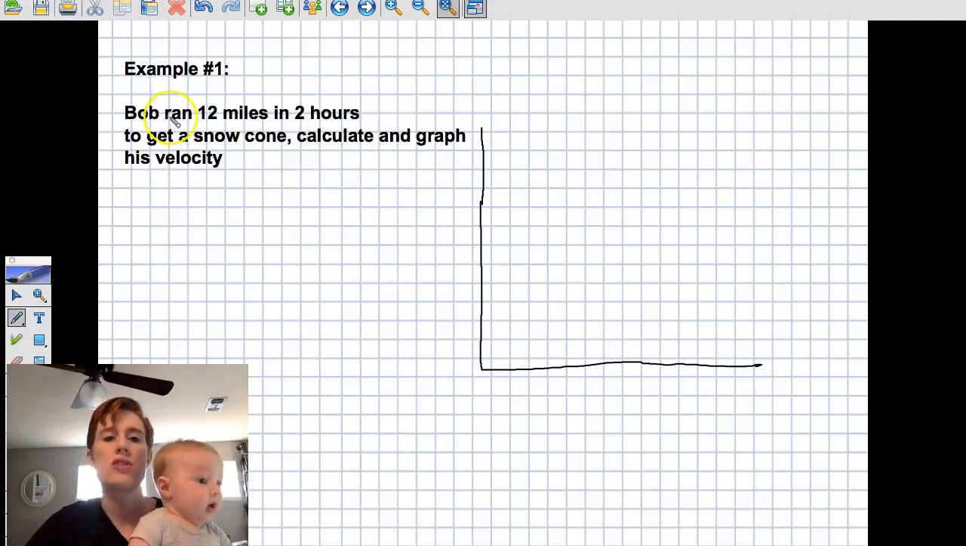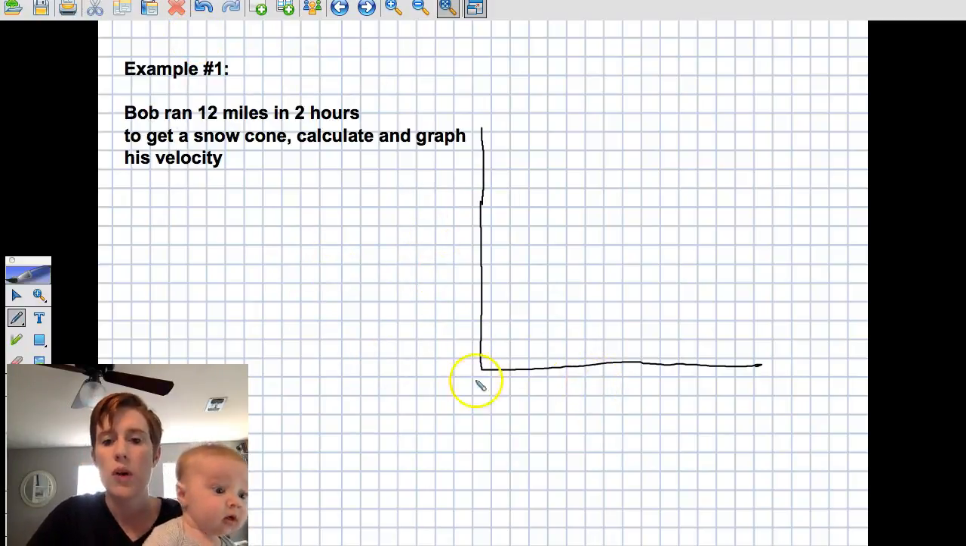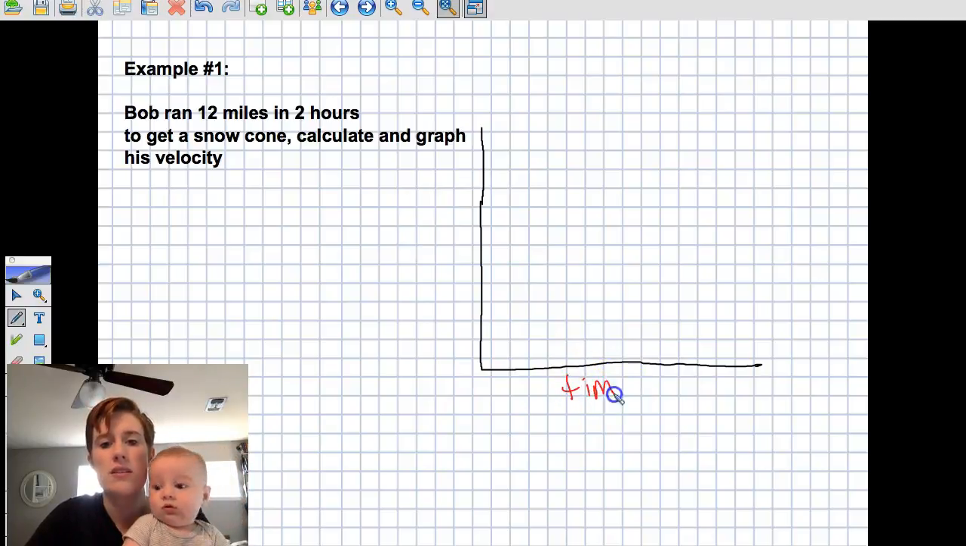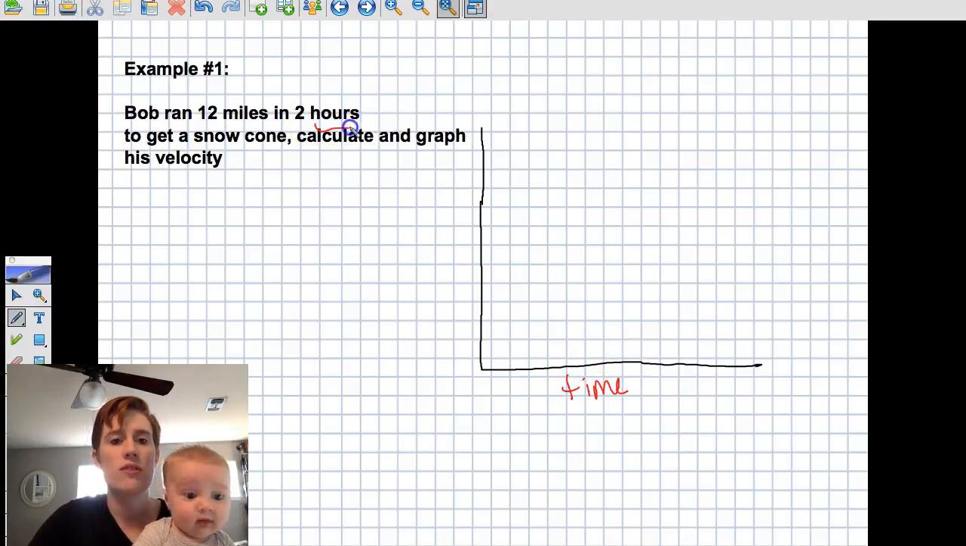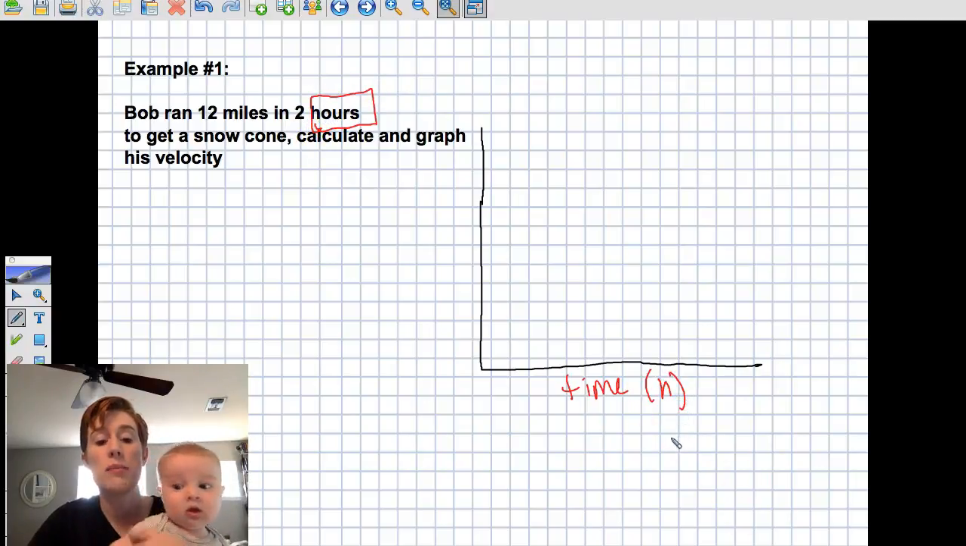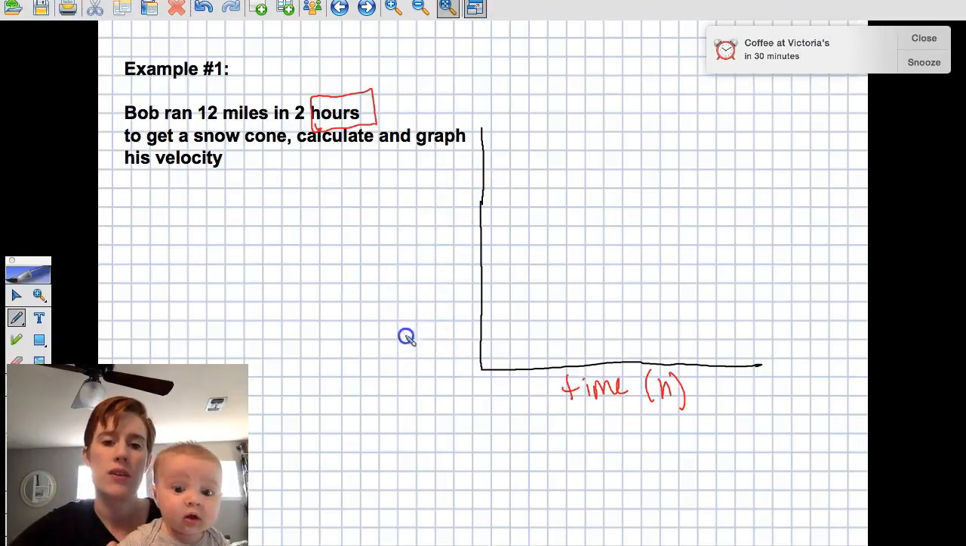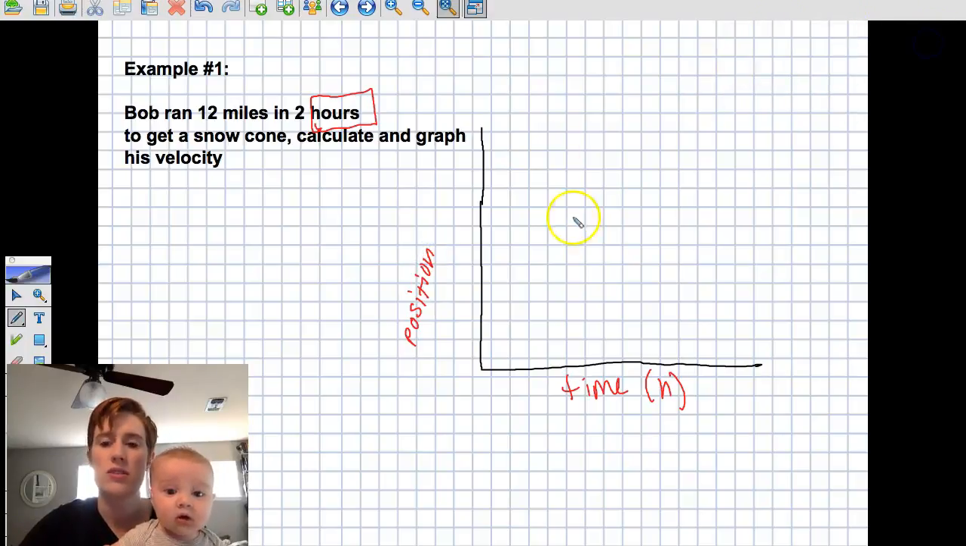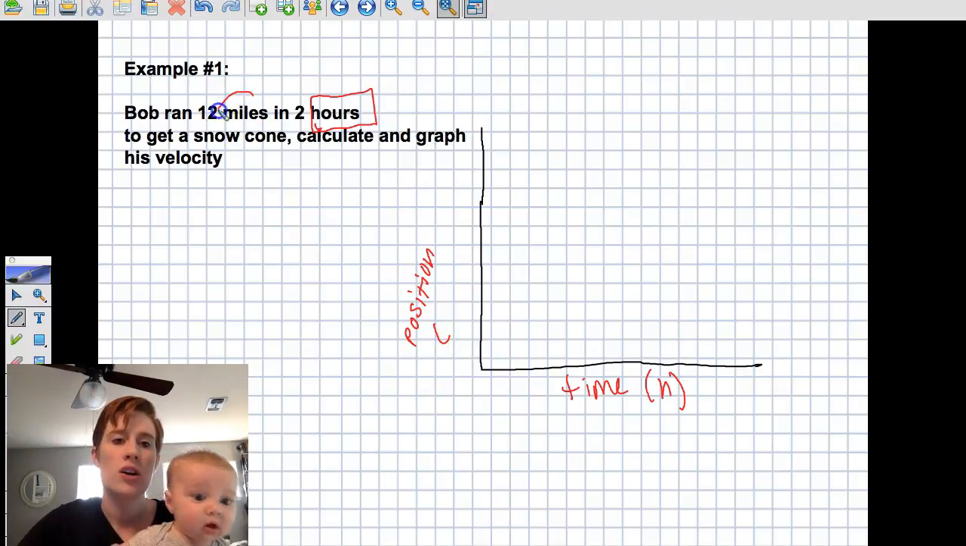Well, let's first just practice graphing it, okay? Remember what goes on our x-axis? It's time. And in this case, our unit for time looks like it's hours. So I always put my unit and my variable on the axis label. Always, always, always. On the right side here, we've got position, and our unit for position or distance is miles.